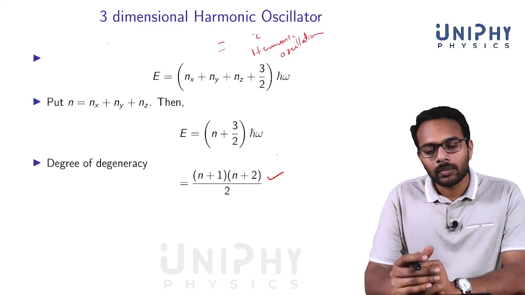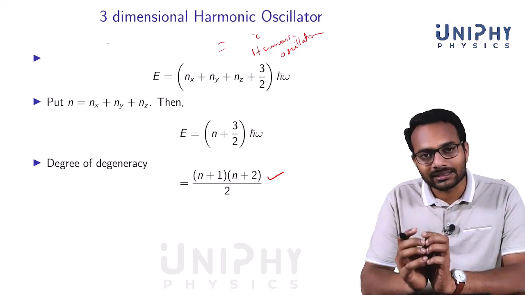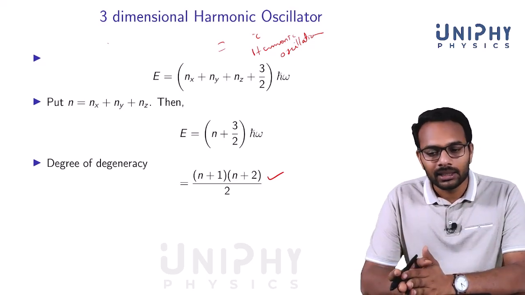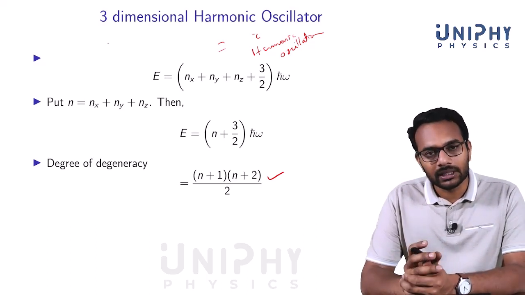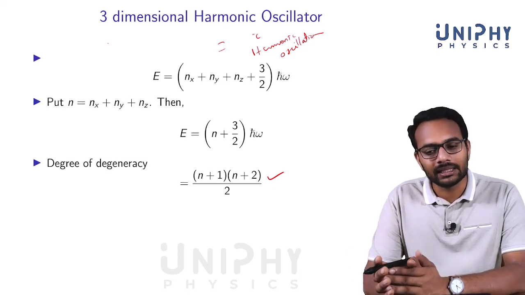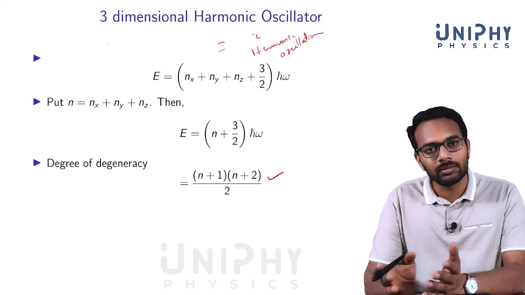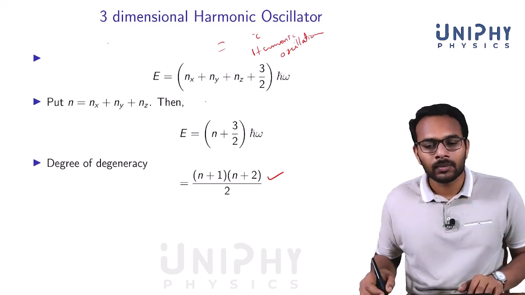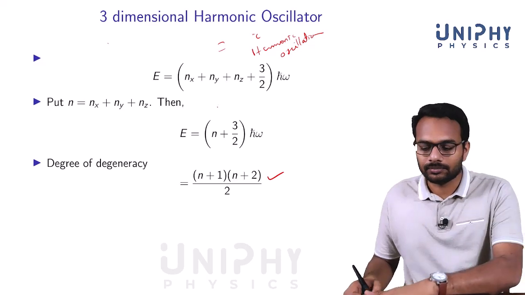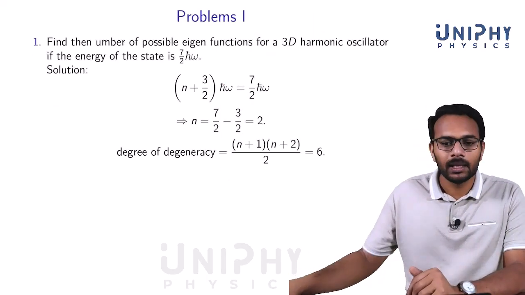So sometimes problems ask you to find the degree of degeneracy. You just apply this formula. These are things you have to keep in mind. It's not very difficult to remember. It's simply (n plus 1) multiplied by (n plus 2) divided by 2, where this n is actually nx plus ny plus nz. That's all. Let's do a problem here.